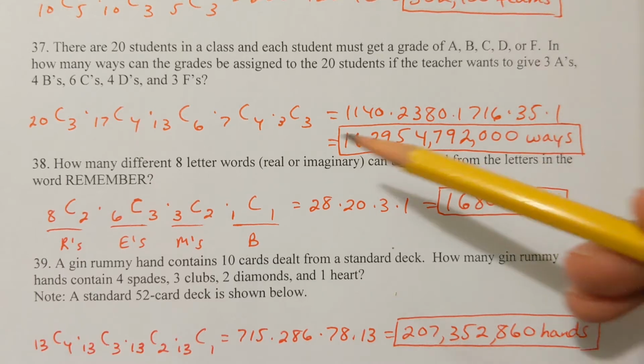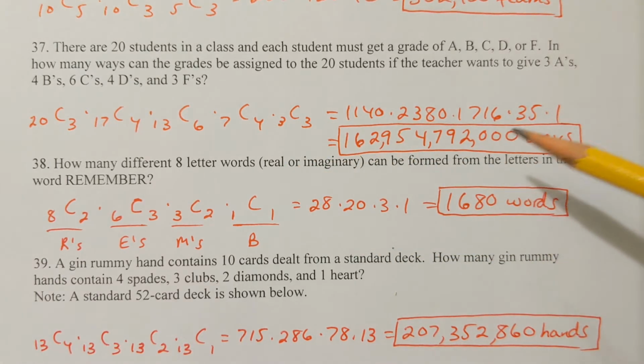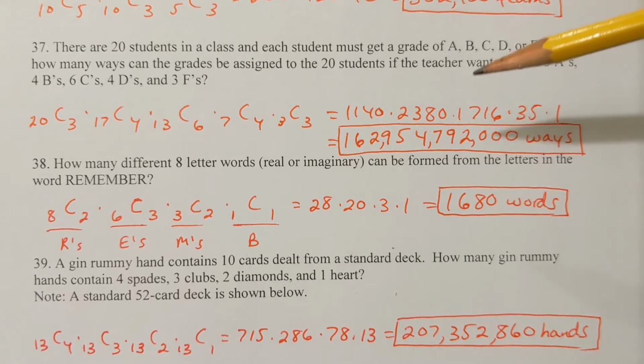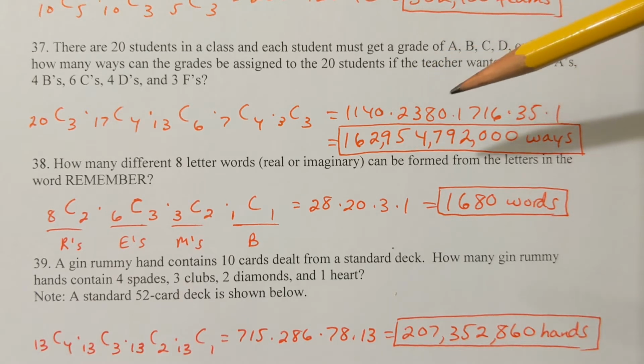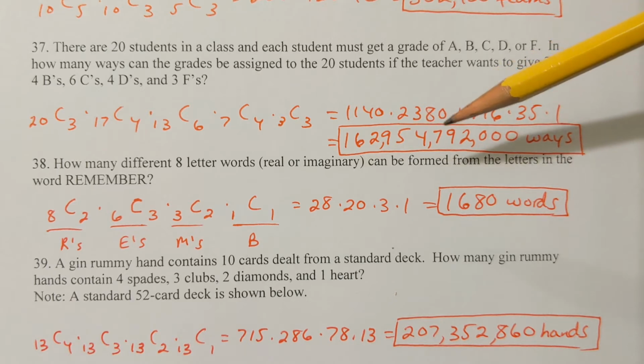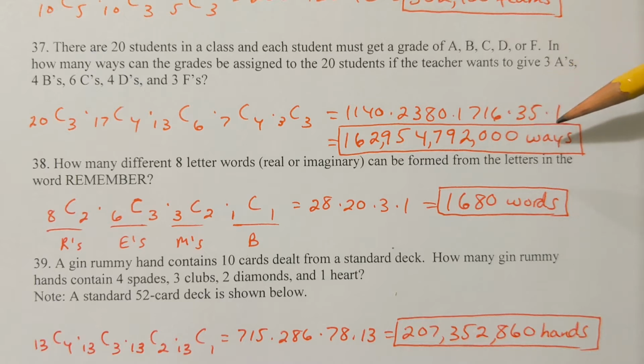Okay, so now most calculators won't give you this result. It'll give you some scientific notation thing. But if you did multiply these 5 numbers together, what you get is 162 billion, 954,792,000 ways. Okay.